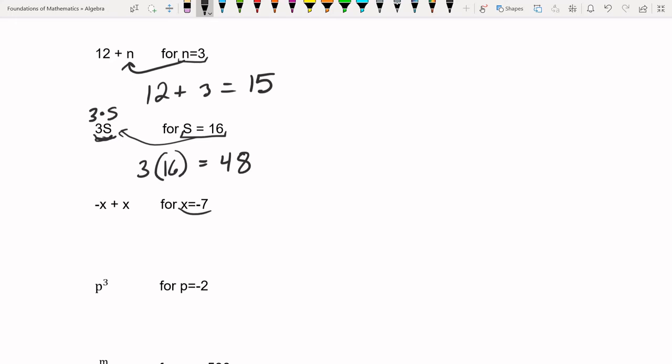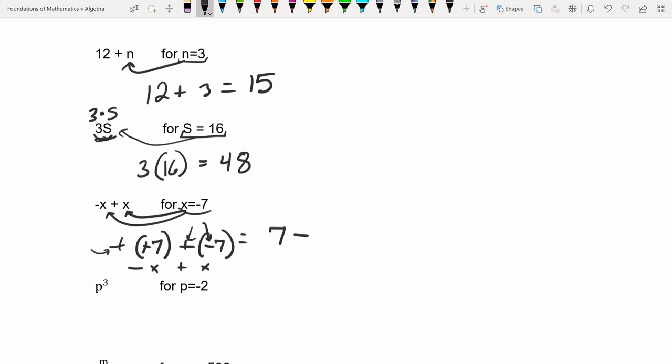Here we have x equal to -7, and we have 2 locations of x. Both of them get changed to -7. So the first one is negative of x, which is -7, plus x, which is -7. So that came from -x plus x. Okay, the opposite of -7 becomes a plus, and we get 7. A plus and a minus right next to each other becomes a minus. And so we get 7 minus 7, which gives us 0.